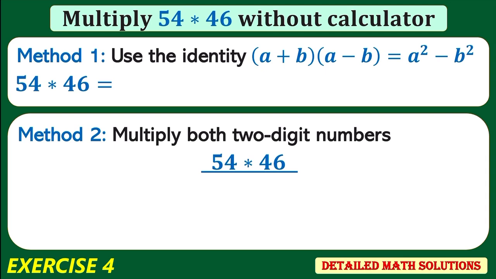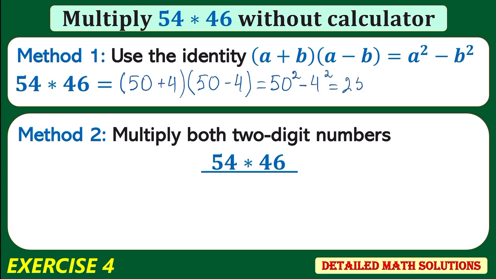Exercise 4. Multiply 54 by 46. When I use the identity, I can write the number 54 as the sum of 50 plus 4, and then the number 46 as 50 minus 4. This equals 50 squared minus 4 squared, which equals 2,500 minus 16. When I subtract both numbers, I get 2,484.